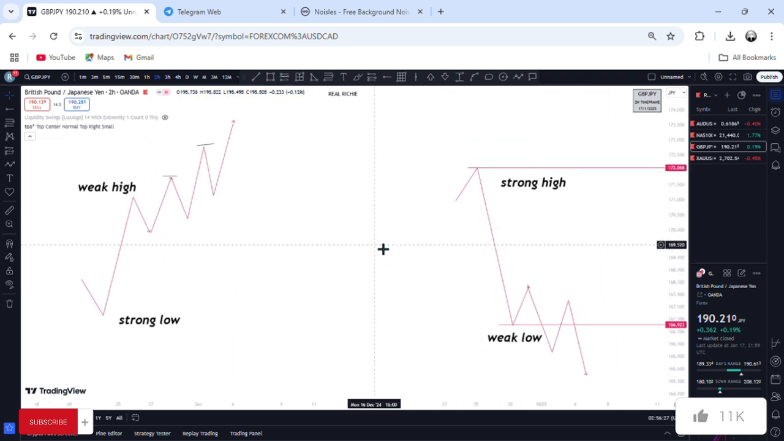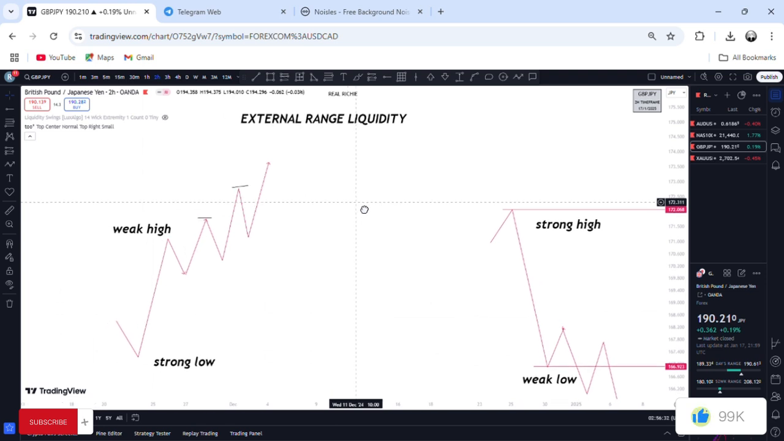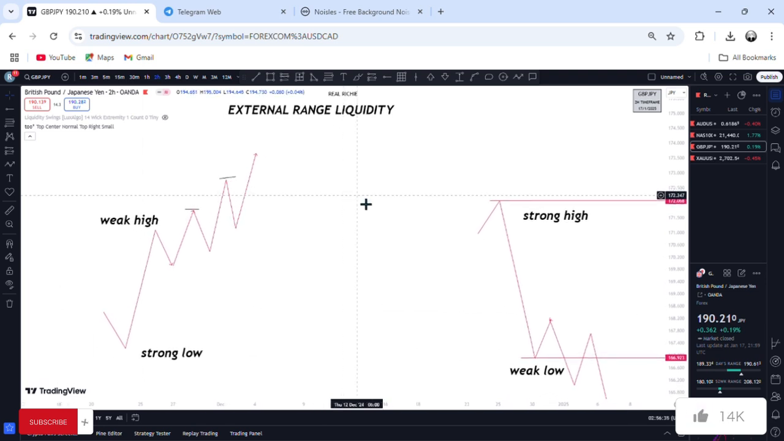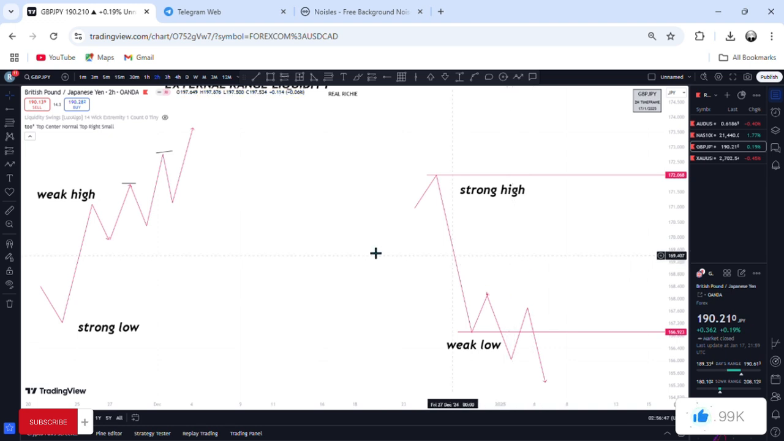Yeah. So this is the external liquidity range. After everything, I'll be explaining everything on the chart for you to get it very well. It's more of market structure and liquidity. Yeah, following the structure and clearing it with liquidity. So when this happens, you already know what will be happening on the market.